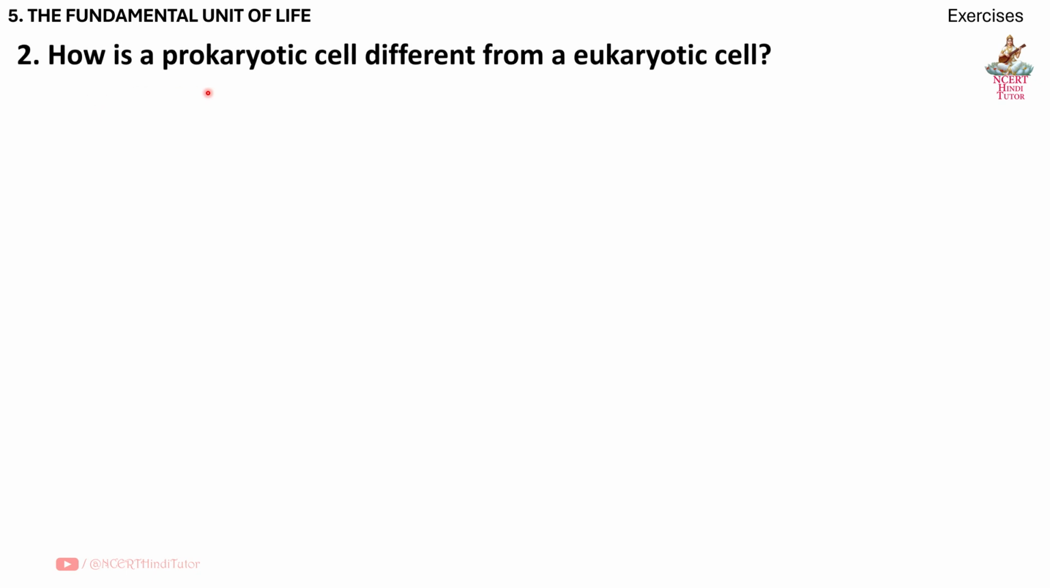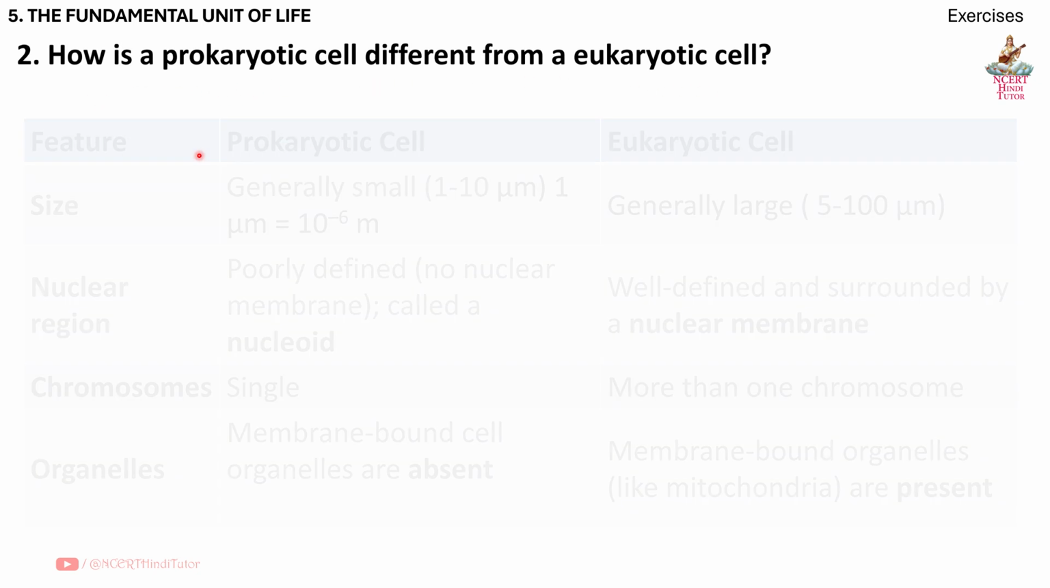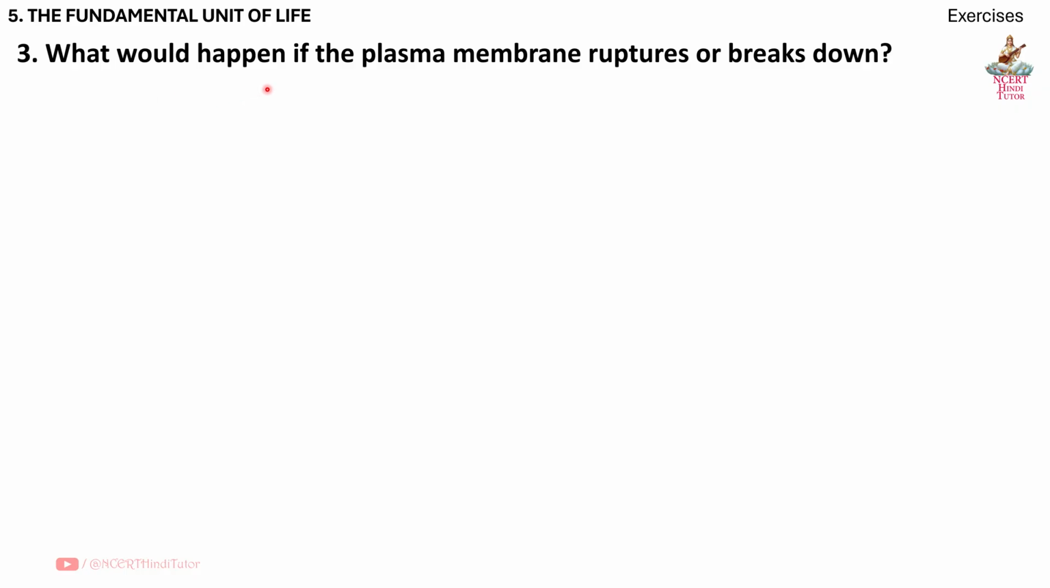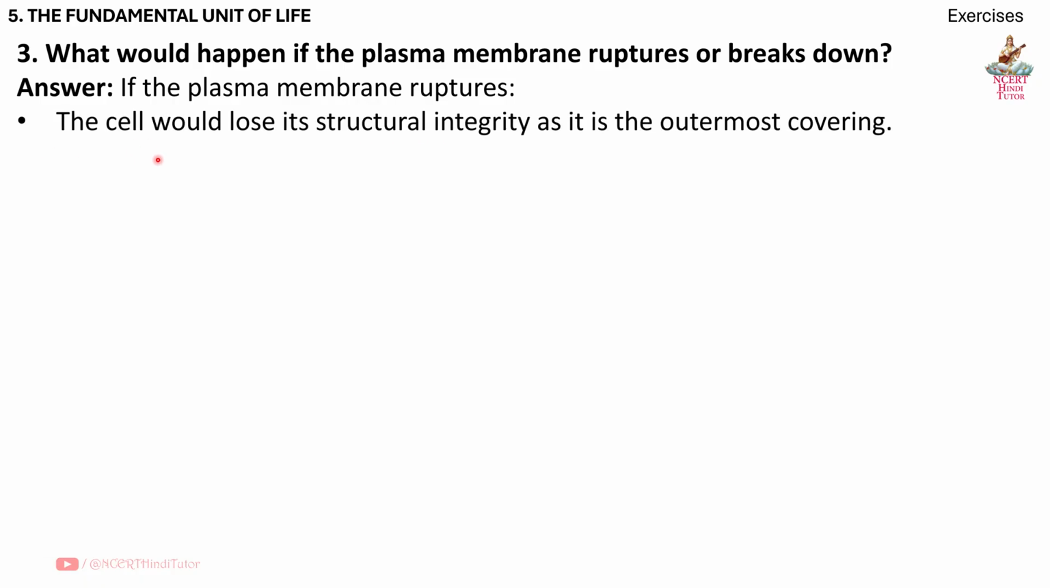Question 2. How is a prokaryotic cell different from a eukaryotic cell? Answer. So friends, we have discussed this answer in a previous question. Question 3. What would happen if the plasma membrane ruptures or breaks down? Answer. If the plasma membrane ruptures, the cell would lose its structural integrity as it is the outermost covering.